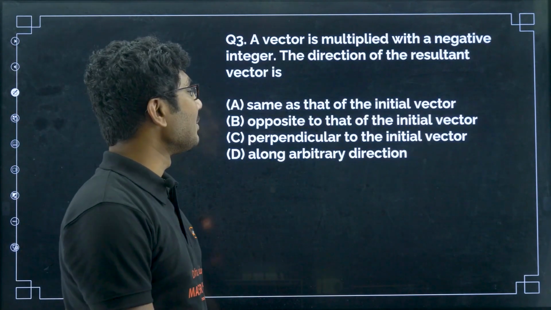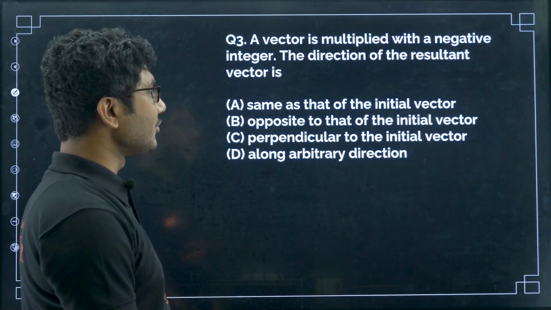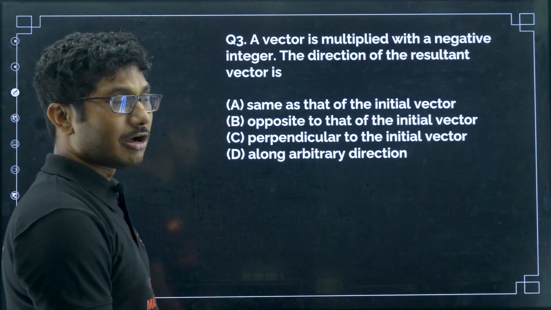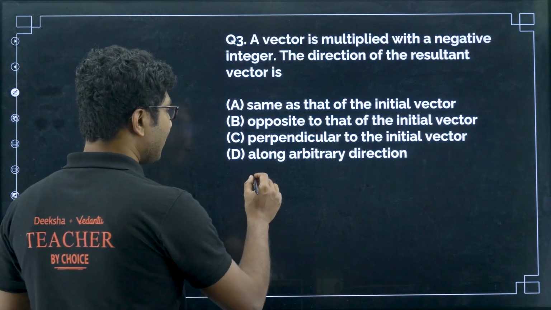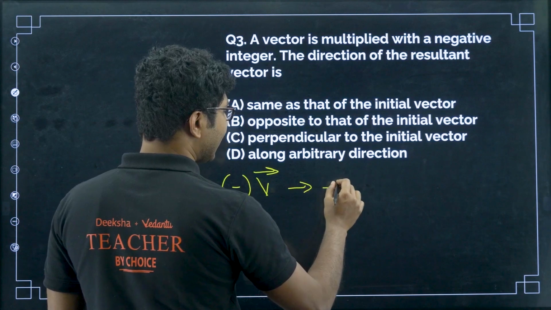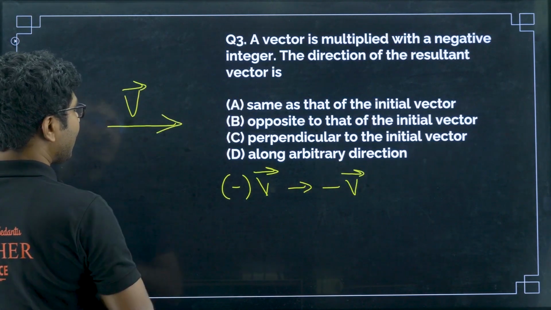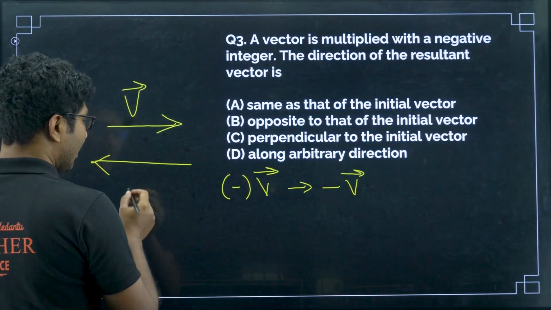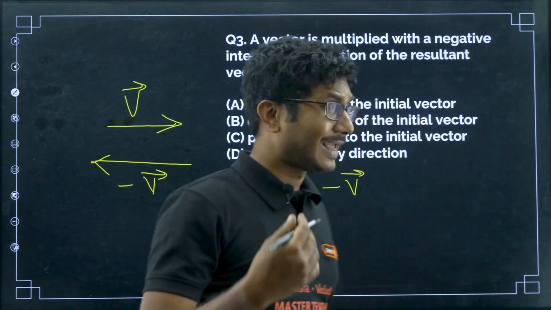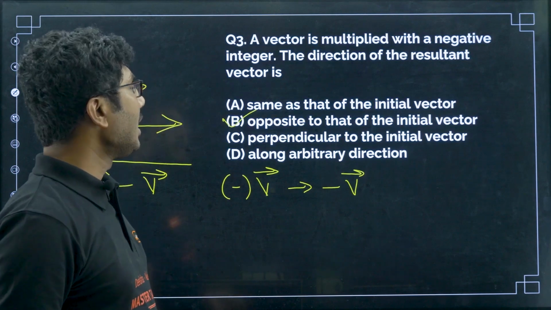Now a vector is multiplied with a negative integer. The direction of the resultant vector is same as that of the initial vector, opposite to that of the initial vector, perpendicular to the initial vector, along arbitrary direction. If you multiply a vector with a negative sign, it represents the vector in the opposite direction. So initially, if the v vector is in some direction, if you multiply with any negative integer, it will always represent a vector in the opposite direction. Magnitude will change, but direction will just be opposite. So the correct answer is option B.